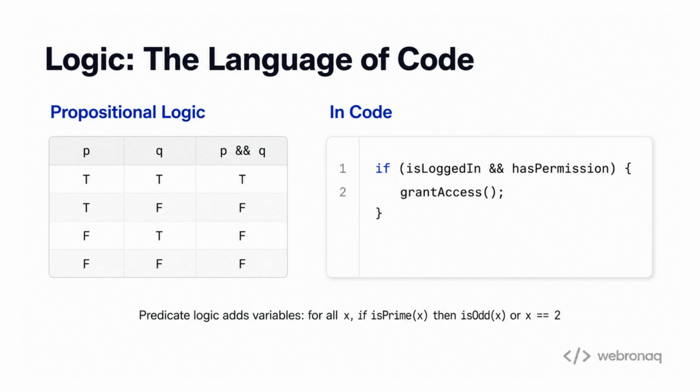Predicate logic extends this by adding variables and quantifiers. You can now say things like, for all x, if x is prime, then x is odd, or x equals 2. That is a classic provable statement. The on-screen note captures it exactly. Proofs are how computer scientists verify that an algorithm always produces the correct result, not just in the cases they tested. Up next, sets and functions, which are the backbone of data structures and databases.